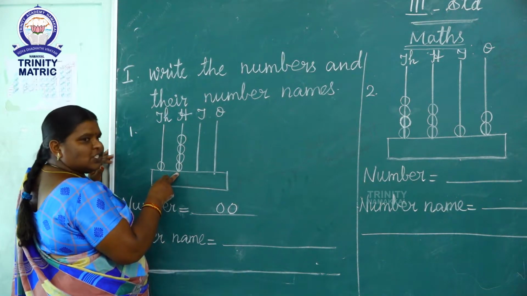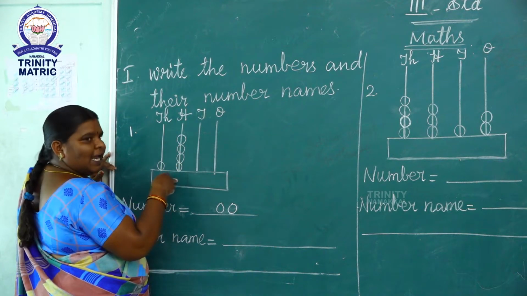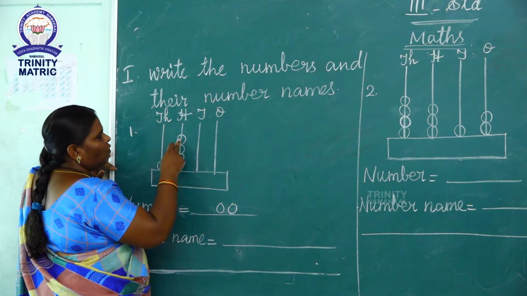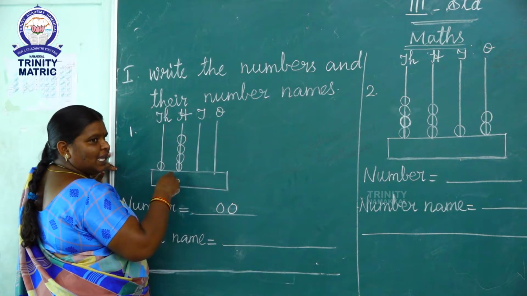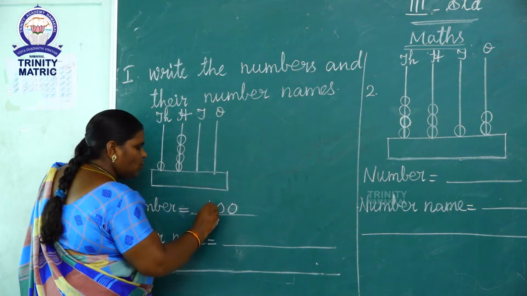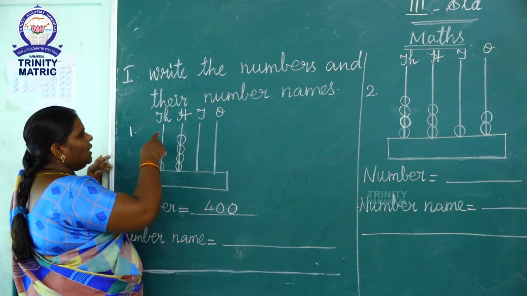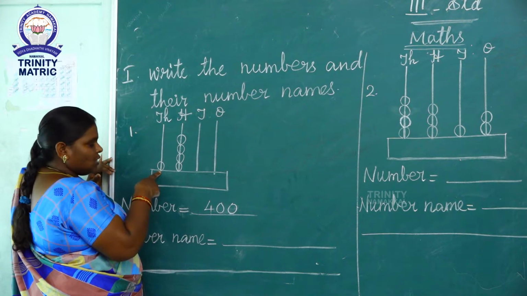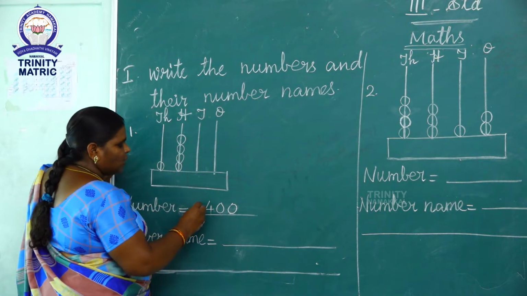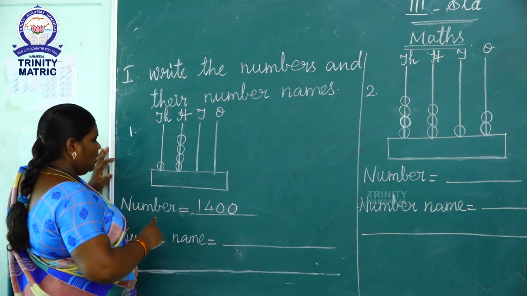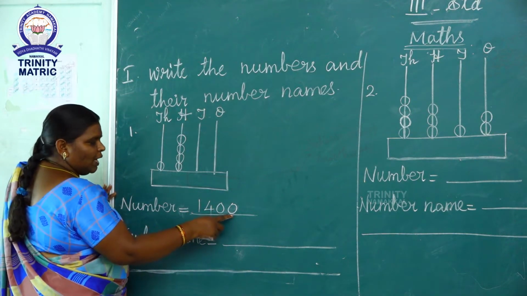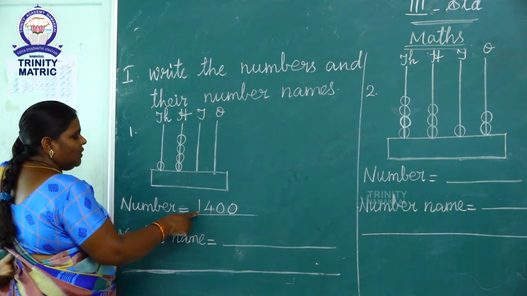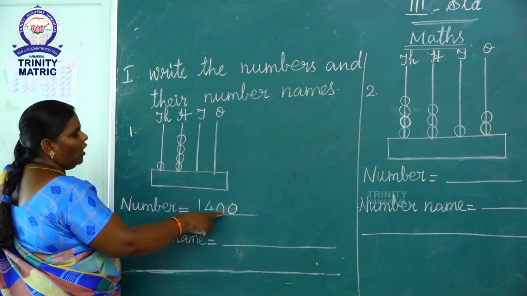Okay. See the hundreds rod. How many beads have in hundreds place? 1, 2, 3, 4. 4 beads have in the hundreds place. So you put 4. Next, you see the thousands rod. How many beads have in thousands place? One bead only. So you write 1. Read the number. First you say the place value. Ones, tens, hundreds, thousand. Say the number: 1400.